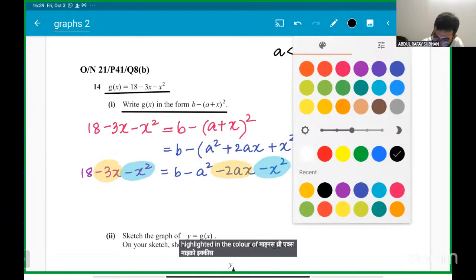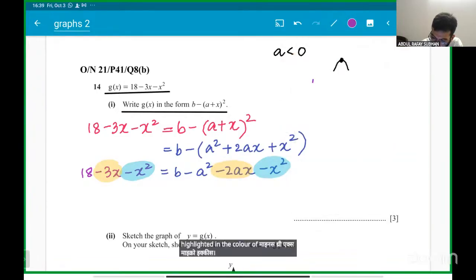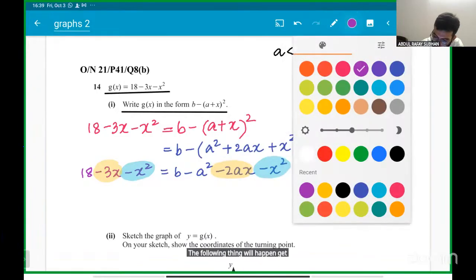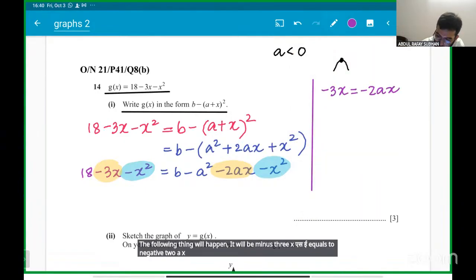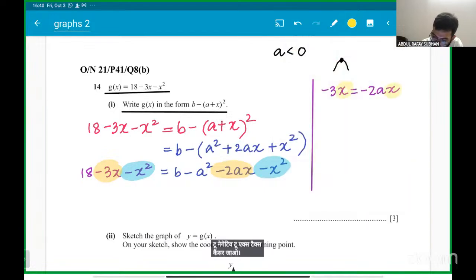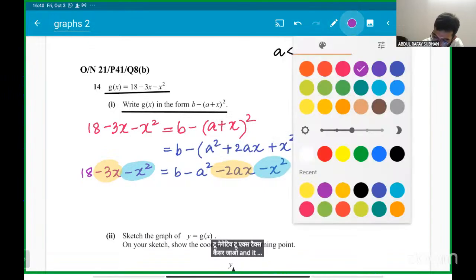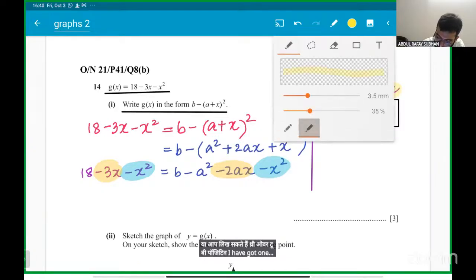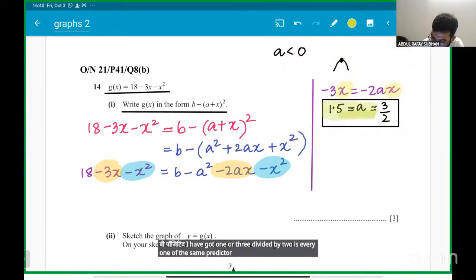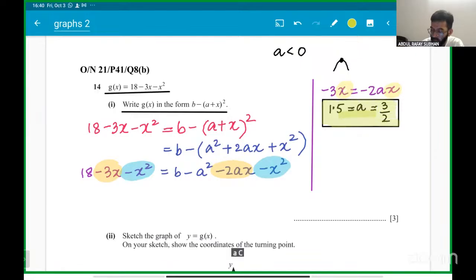So the following thing will happen. Minus 3x is equal to negative 2ax. x and x cancel out, and a is equal to 3 divided by 2, 1.5, or you can write 3/2, positive. Right? So the a value I have got is 1.5 or 3 divided by 2. Is everyone on the same page with me? 1.5 is equal to a is equal to 3/2.